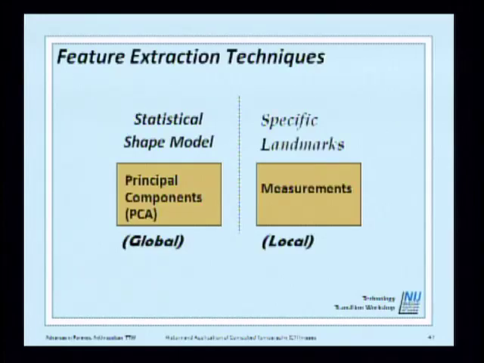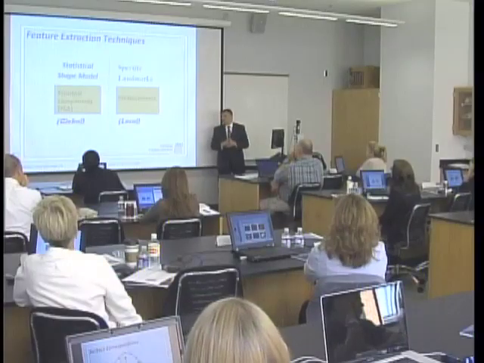Now, this is where we differ completely from the Procrustes method that was described in the morning. Completely. In this case, we have full control of the vertices, and we can make all the measurements we want. In the feature extraction, we divide them into two parts. One we call the statistical shape model, and the other the specific landmarks. We call them global because the shape is global. The shape will be very similar. So that's the global part of the model. And then the specific landmarks, this is local measurements.